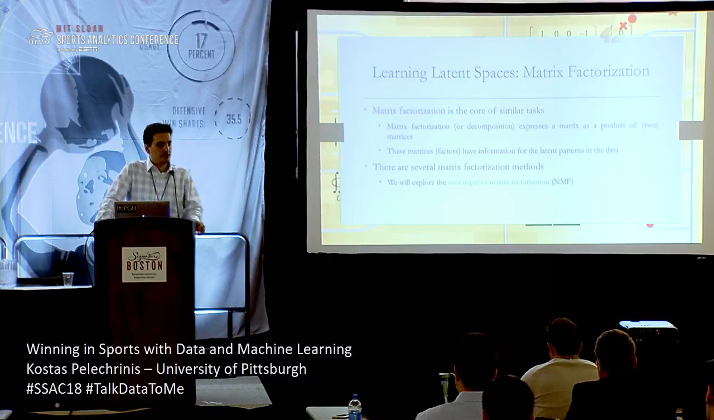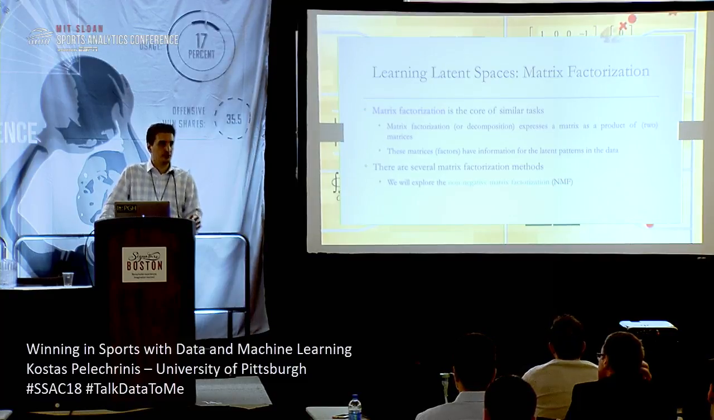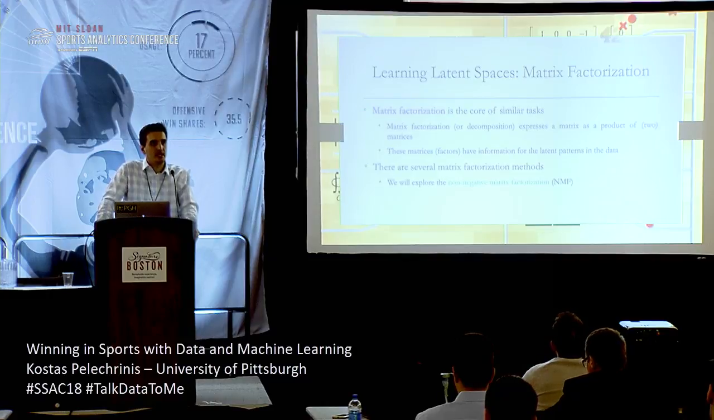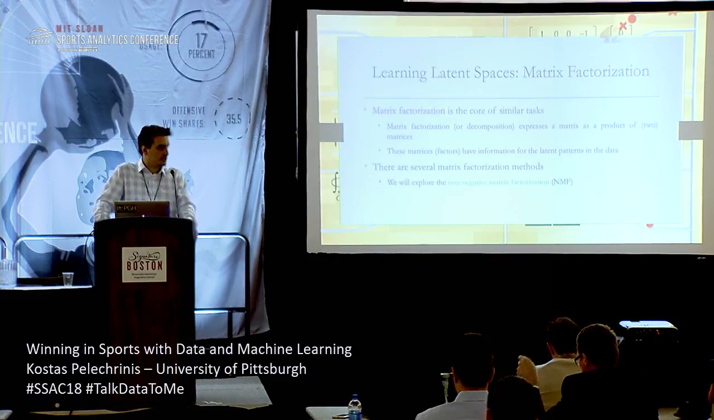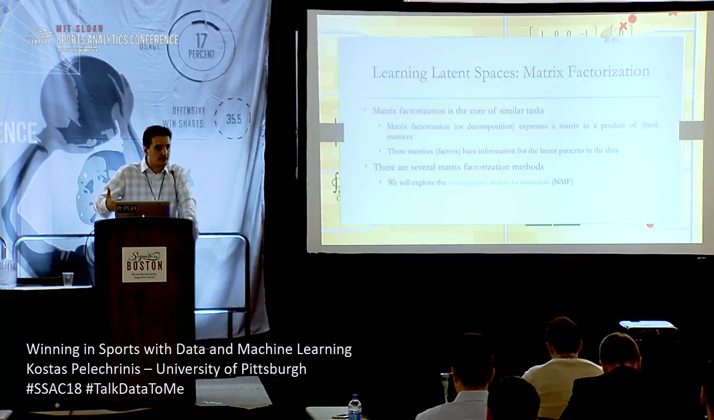Matrix factorization takes a matrix and expresses it as a product of two other matrices. And these two other matrices will have information about the patterns that you are looking for. There are several methods for doing matrix factorization, way more than I know. The one we're going to see today is non-negative matrix factorization, which is good for cases where you have count data, because count data are non-negative, so it gives you interpretable patterns. If you have negative coefficients, it might be hard to interpret the results in this case.